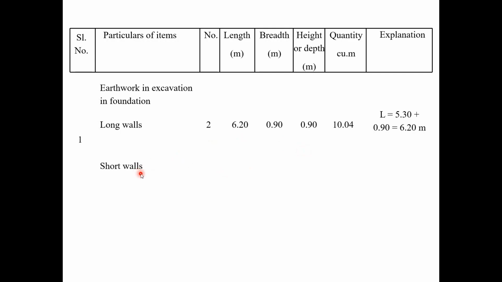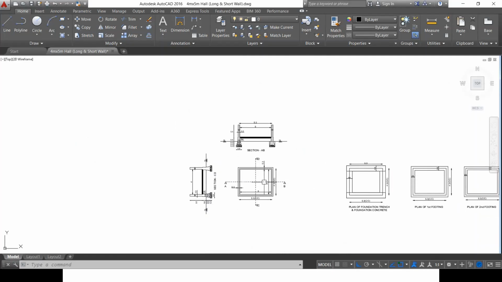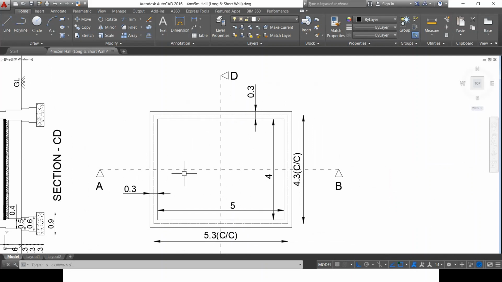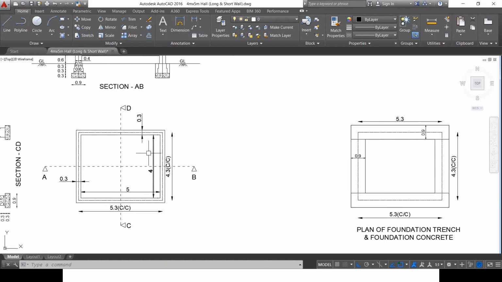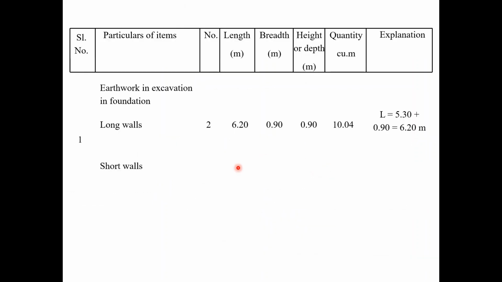Now moving on to short walls. How many number of short walls are there? If I look at the plan also, there are only two numbers. 4 meter width wall, right? I mean the length of the wall is 4 meters. So now there are two such numbers, so I am going to indicate it as 2.